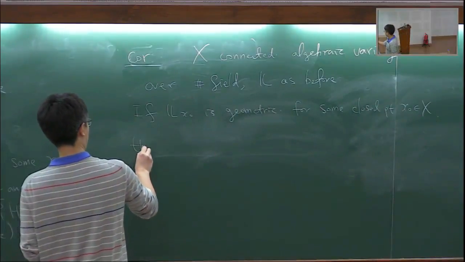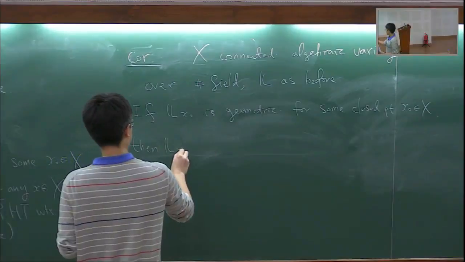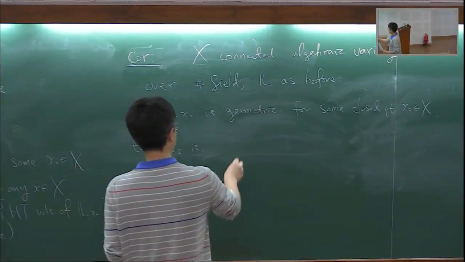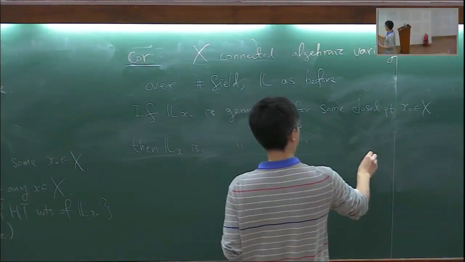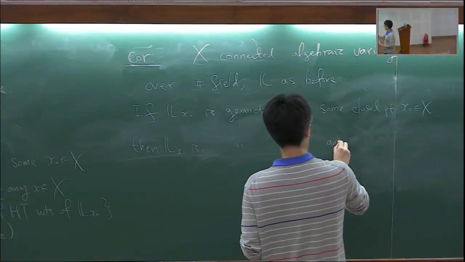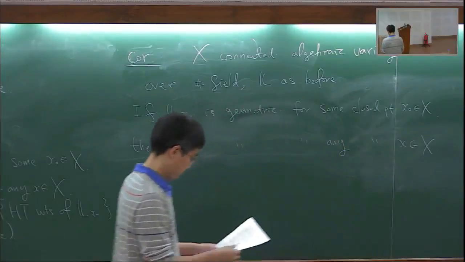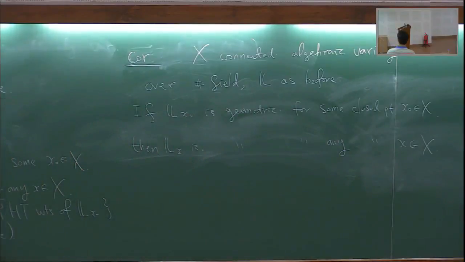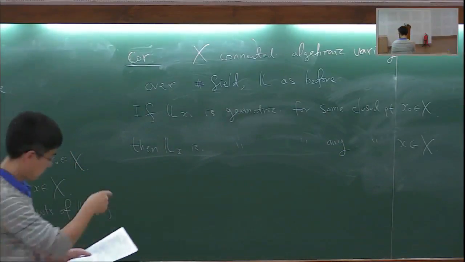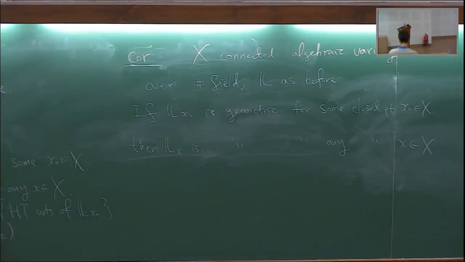Then L_x is geometric for any closed point. In the proof we basically use just this theorem plus this purity theorem. Geometric, I mean, is defined here.